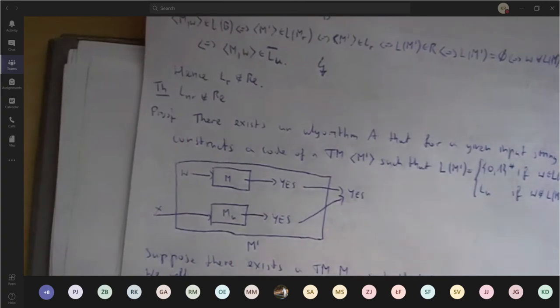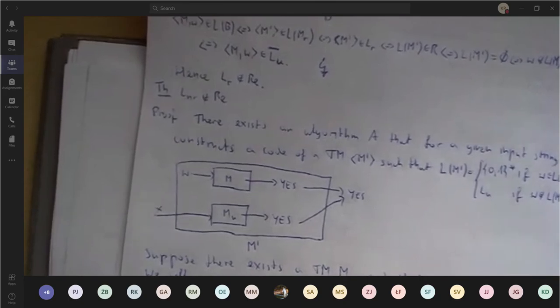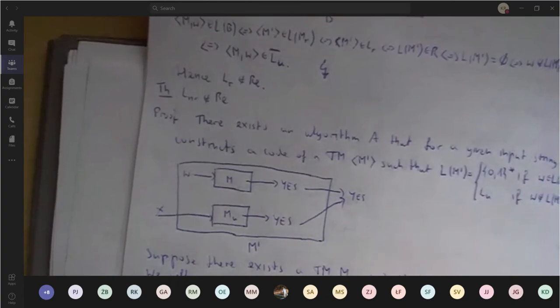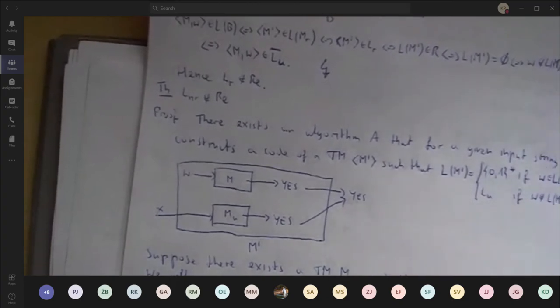So again, let's see what's going on. So MW belongs to the language of B if and only if M and R accepts the input. This language is L and R.